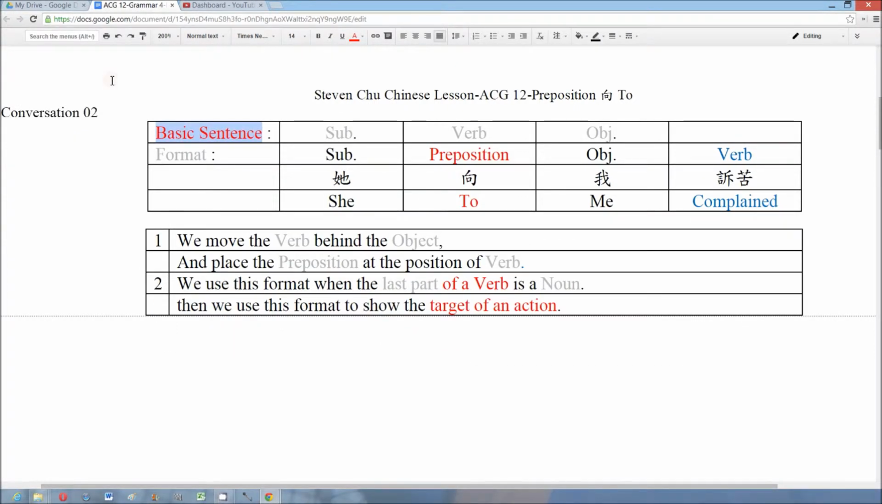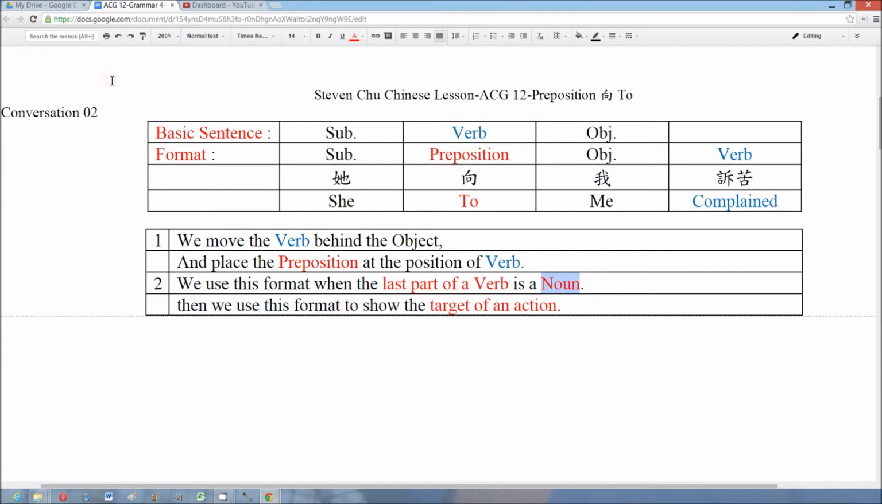We use the basic sentence to compare with this format. Subject, verb, object. The main difference between the basic sentence and this format is that we move the verb behind the object and use the preposition to replace it. And the reason we do this is that the last part of the verb is a noun, and it cannot be connected with the object directly.